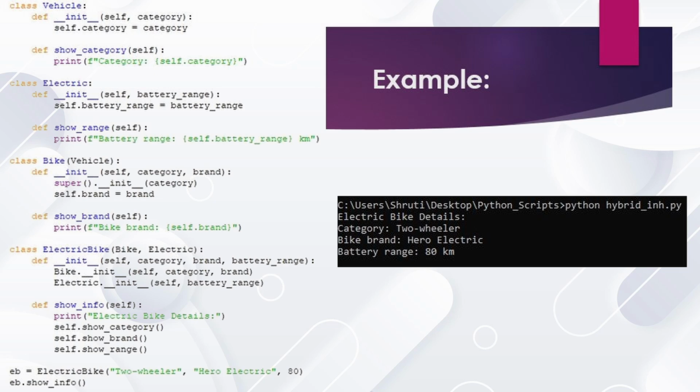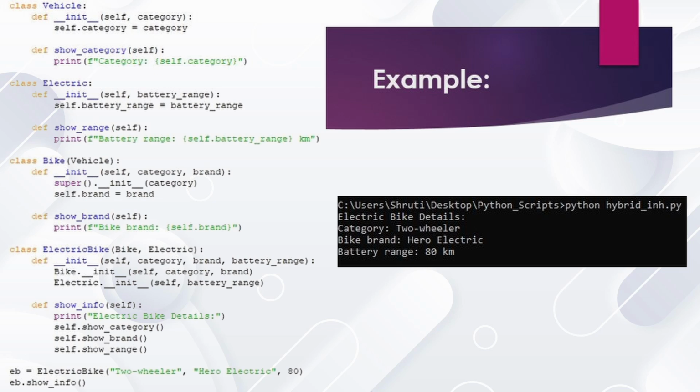The ElectricBike class inherits from both Bike and Electric, which makes it an example of multiple inheritance. In the constructor of ElectricBike, the Bike.__init__ method and Electric.__init__ method are called to initialize all inherited attributes. The ElectricBike class also defines a method showInfo that calls methods from all parent classes: showCategory, showBrand and showRange.